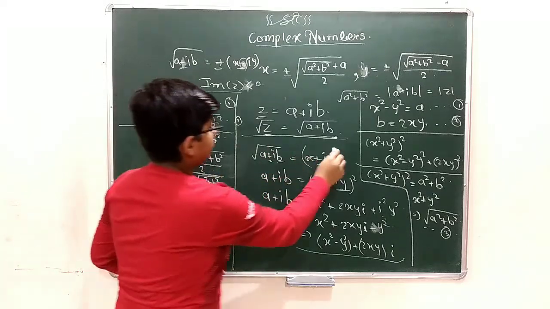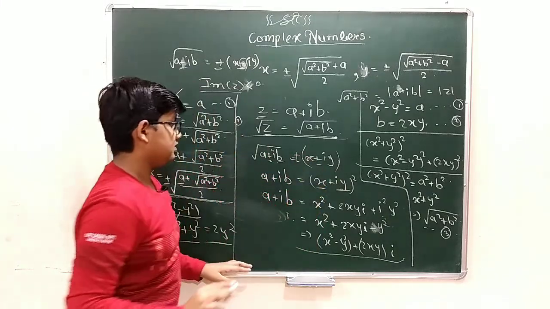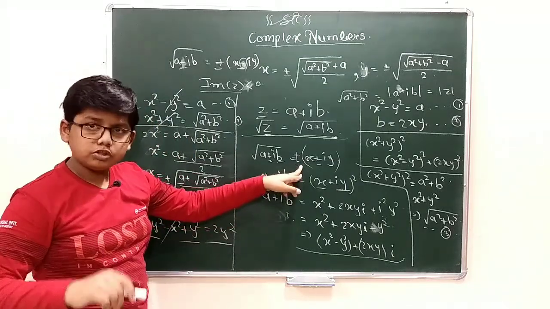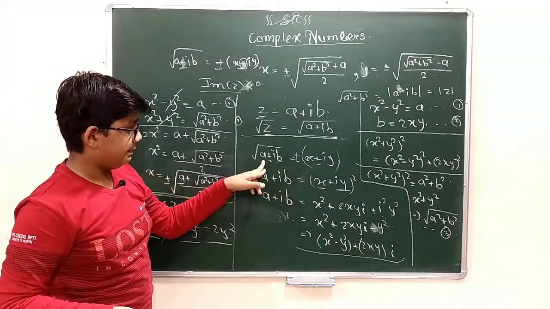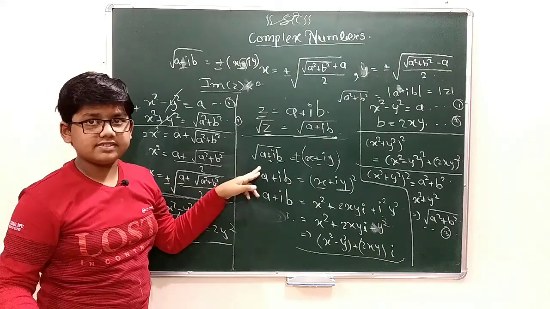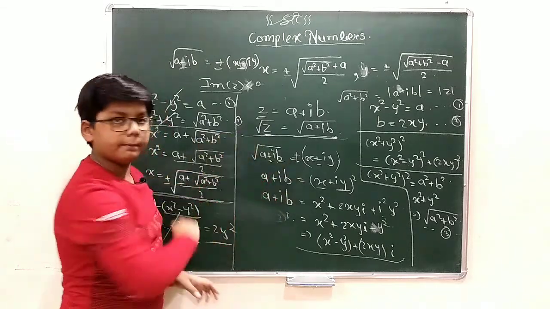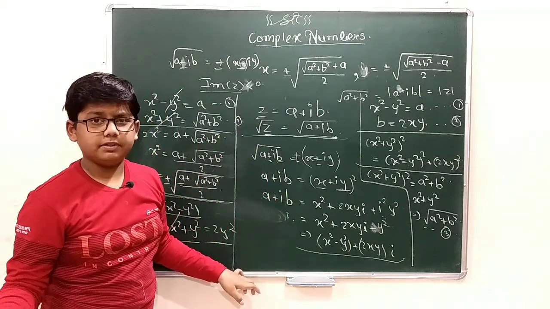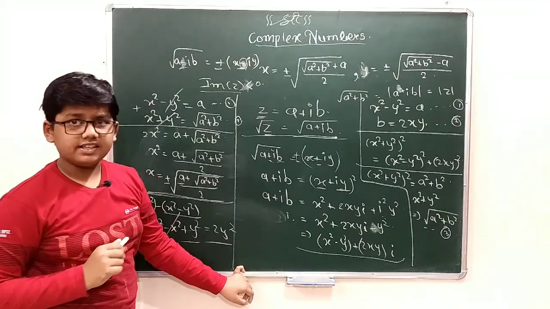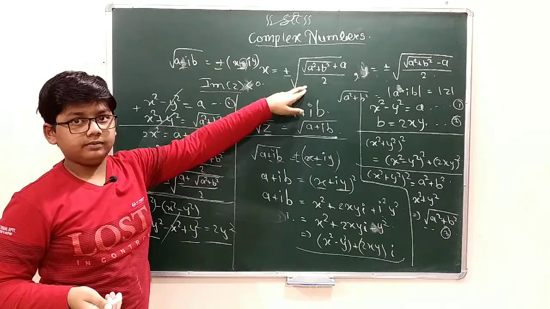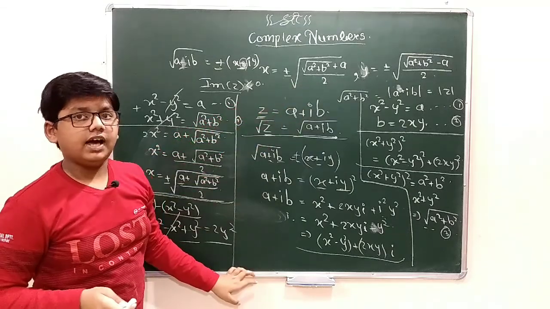Always put x plus iy in bracket and put plus or minus sign. Why? Because minus (x plus iy) whole squared will also give us a plus ib, and plus (x plus iy) whole squared will give us a plus ib. It's the same. That's why put plus or minus sign. This is all about the square root of a complex number. In the book we can see that this formula is not given. We have derived this formula, which will be easy to find the answer.